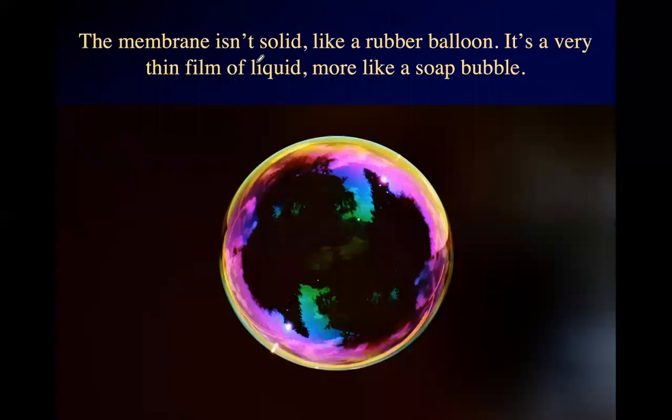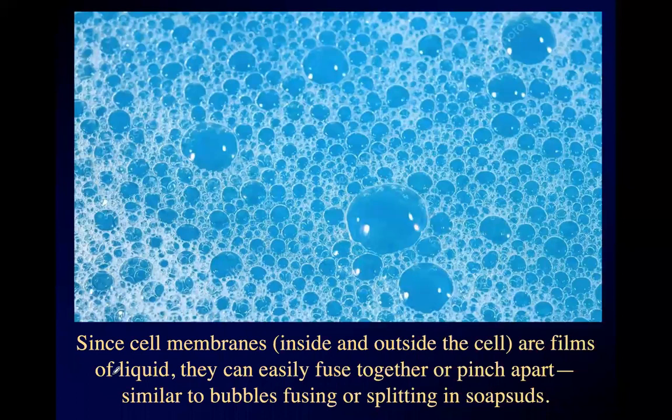And again, the membrane is a very thin film of liquid. It's not exactly a soap bubble, but that's closer to it than anything else. It's not like a rubber balloon, which is stretchy but still ultimately a solid thing. And because cell membranes are films of liquid, membranes, not just the outer membrane outside the cell, but a lot of things that we'll see inside the cell, because they're all these films of lipids, they can easily fuse together or they can pinch apart.